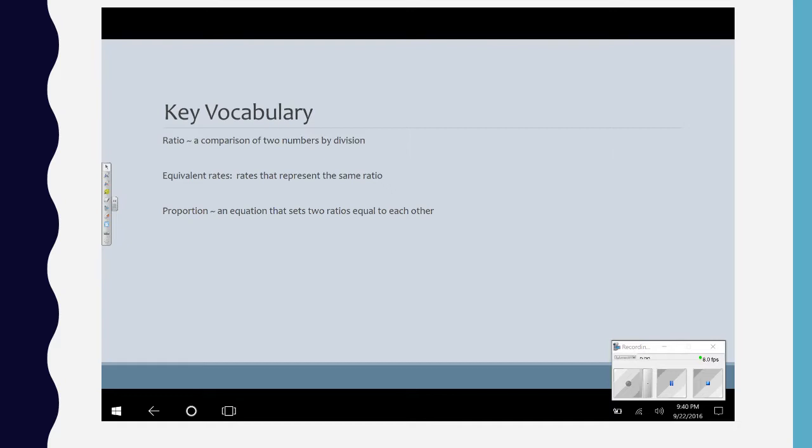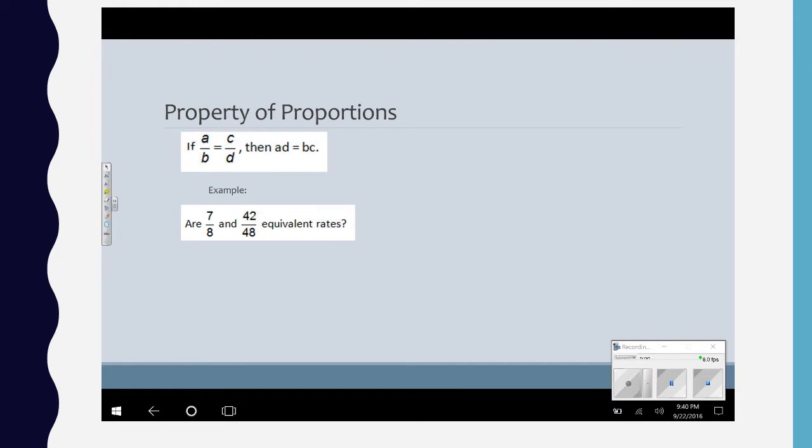Equivalent rates are rates that represent the same ratio, and then a proportion is an equation that sets two ratios equal to each other. We're really going to concentrate on proportions. So our property of proportions says that if A over B, or A divided by B, equals C divided by D, then our cross products, A times D, is equal to B times C. So those things should be equal.